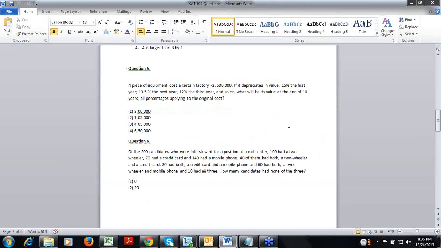A piece of equipment costs a certain factory rupees 6 lakh. It depreciates in value 15% of the first year, 13.5% of the next year, 12% third year, and so on. What will be its value at the end of 10 years? Now the most important part is this part. All percentages apply to the original cost. So it's 6 lakh.